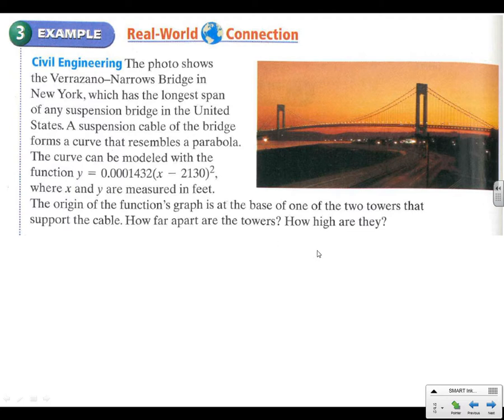You could write a 0 on the end there, right? So plus 0 for k. So let's see if we can come up with an equation and then answer these questions. How far apart are the towers? And how high are they? So let's start with a quick little sketch of our graph here. It's going to look like this. And how do I know that? Because I know that the vertex is at 2130, comma 0.